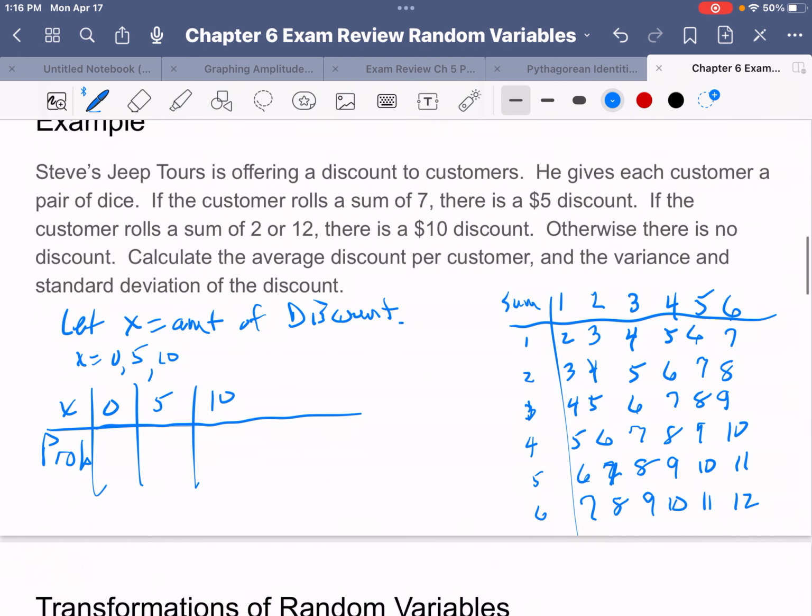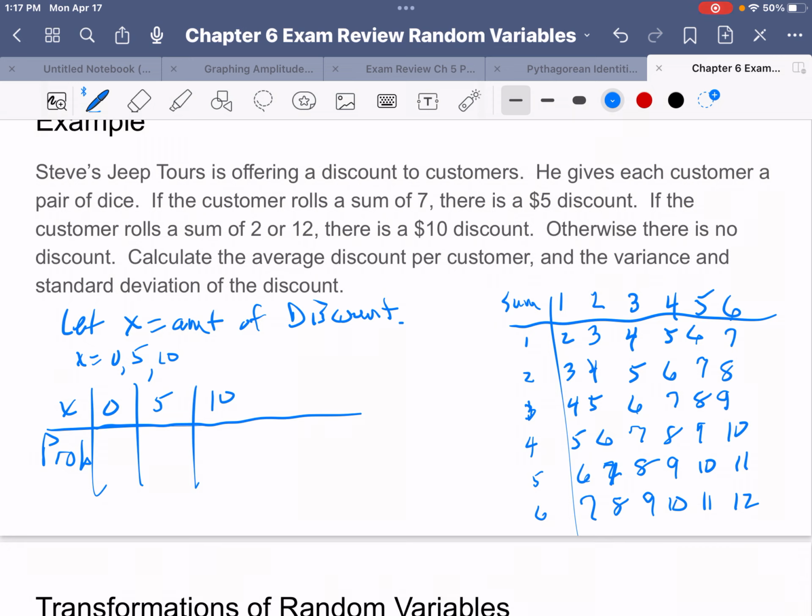Steve Jeep Tours is offering a discount to customers. He gives each customer a pair of dice. If the customer rolls a sum of 7, there's a $5 discount. If the customer rolls a sum of 2 or 12, there's a $10 discount. Otherwise, there's no discount. Calculate the average discount per customer, the variance, and the standard deviation.